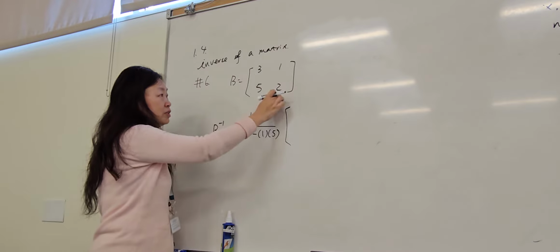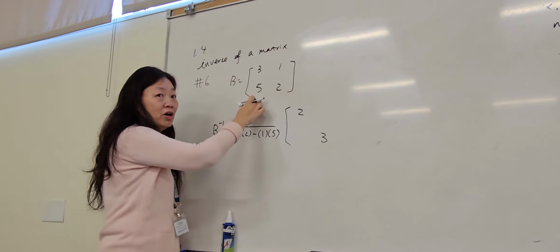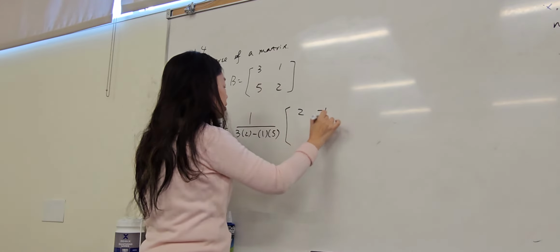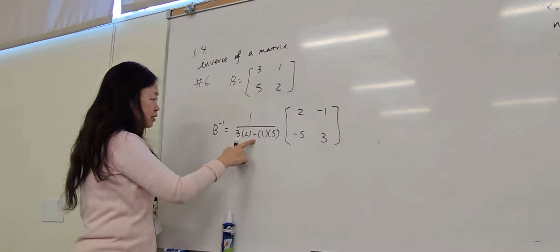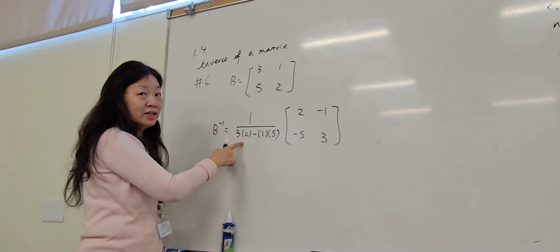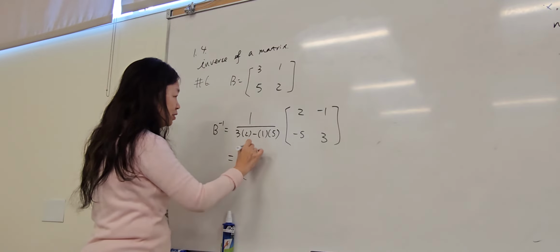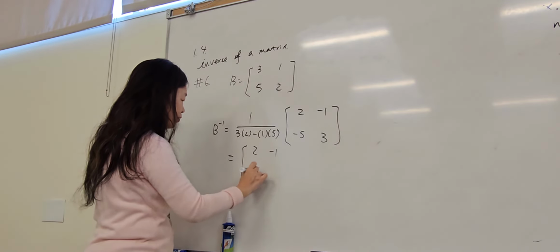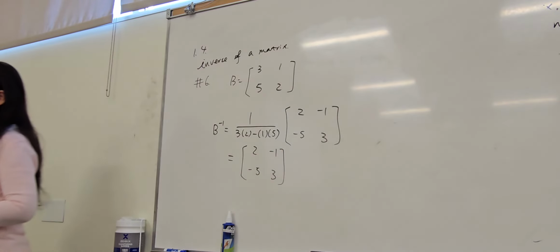So swap the 2 and 3, and then change the sign of the 1 and 5. What do you get? This is a 6, oh, this is nice. 6 subtract 5 is 1, right? So that just becomes 2, negative 1, negative 5, and then 3. So that's basically for today's material.